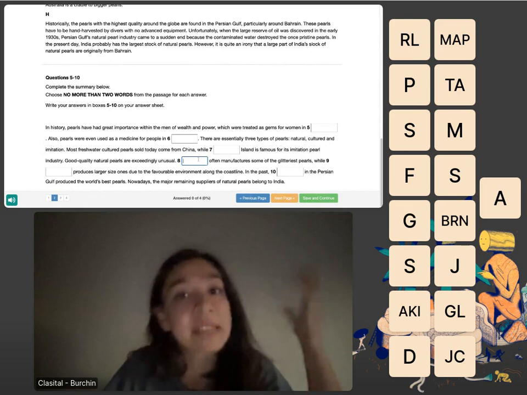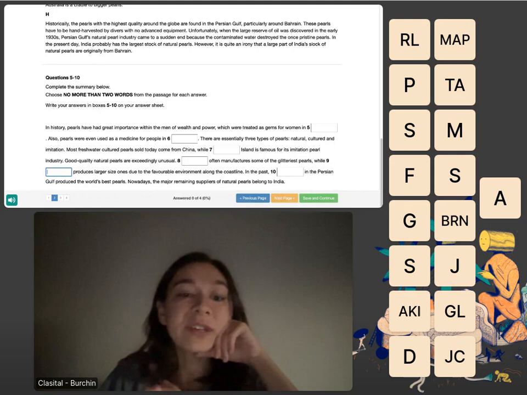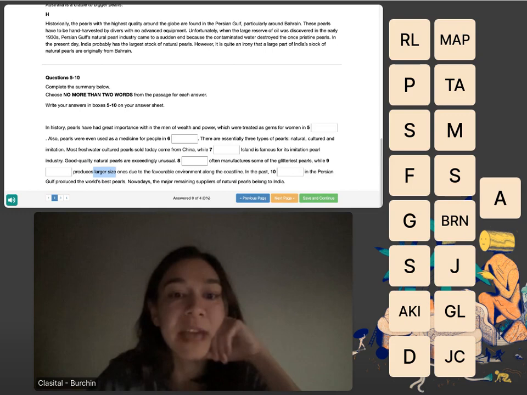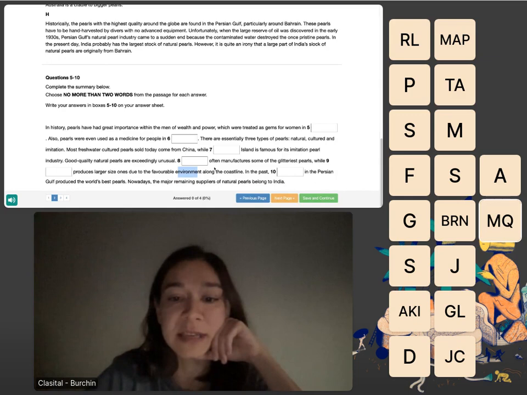Often manufactures some of the glitterous pearls, while someone, something, produce somewhere larger size. Again, this is my keyword. Larger size ones due to the favorable environment along the coastline. I think environment, maybe I will see a synonym for this, and coastline. I'm assuming that I will see a synonym for this one.